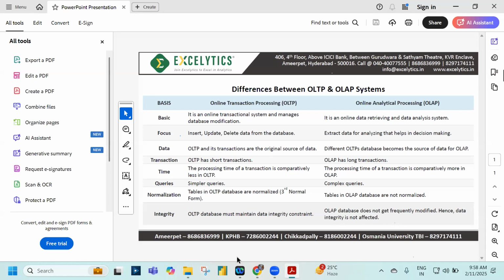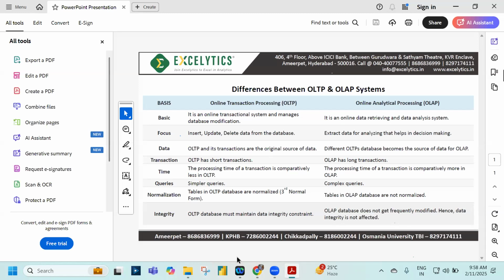Let's talk about OLTP. What it does is manage the database modifications. The best example for OLTP is a billing counter. Let's say you go to a shopping mall and you see a billing counter there. That is basically connected to OLTP. The job of the OLTP is to manage those transactions, because the name itself says online transaction processing, right?